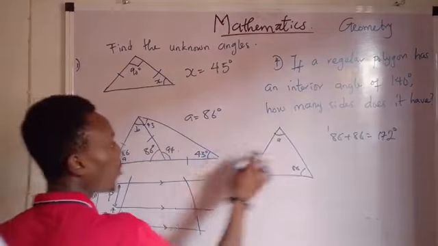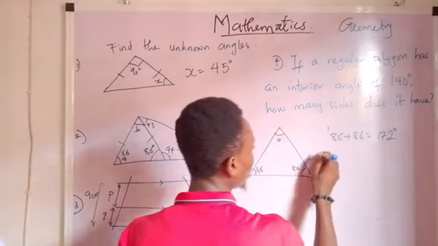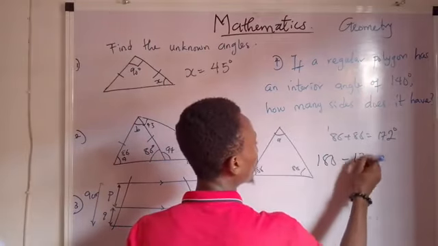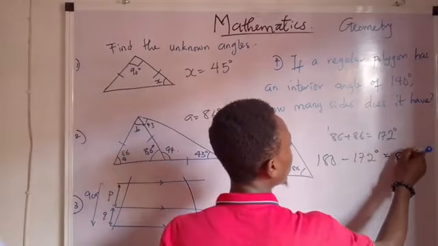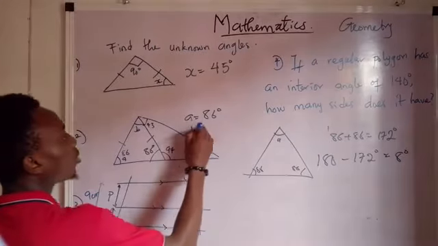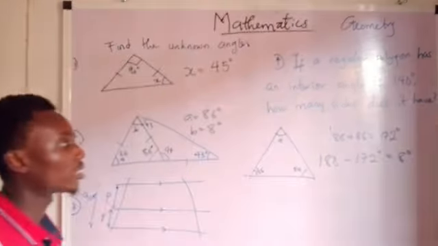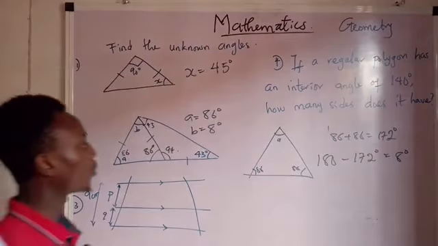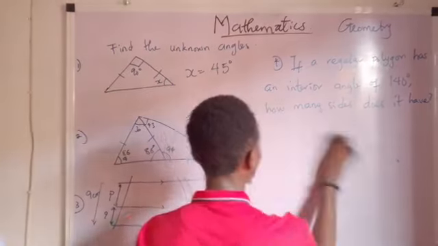Now sum of the triangle is what? 180. 180 minus 172 degrees is equal to what? 80 degrees. So B will be equal to what? 80 degrees. Quite simple. Very quickly, we move to number 3.